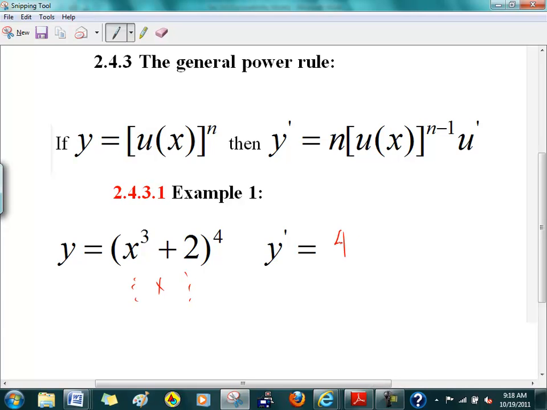You're going to bring it down. And in parentheses, what are you going to put? Whatever's inside that parenthesis, you can see that. X cubed plus 2. And then you're going to times it by the derivative of what's inside. Nice, 3x squared. This becomes... Yes, you do. My bad. Thank you. Good job, Tatiana.